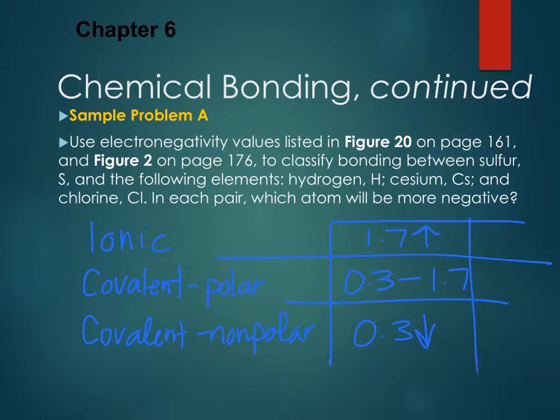Another way that you can identify a type of bond: ionic bonds are between a metal and a nonmetal, and then covalent are between two nonmetals. So you can't really look at it and tell right off the bat if it's polar or nonpolar for the covalents, but you can definitely tell if it's two nonmetals, then it's a covalent bond, and if it's a metal and a nonmetal, then it's ionic.